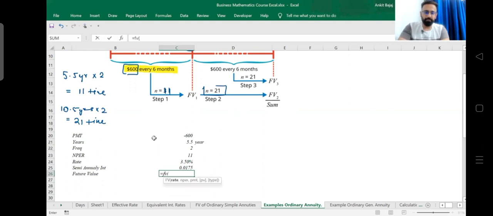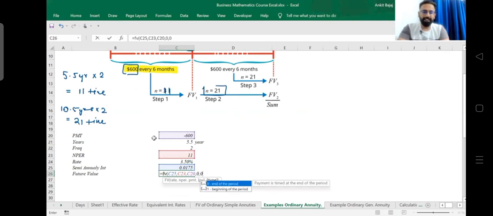FV we have to write down. Then rate is given this. Then NPR is minus 6. Then NPR is, sorry, it is 11, and payment is minus 600. Future value, present value is given nothing, so we will take 0. Then again 0 here we will take, and will be the answer.